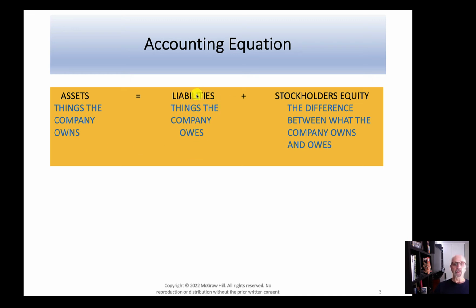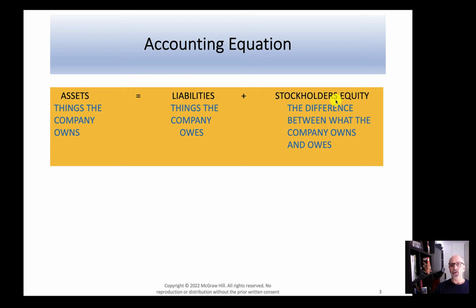Liabilities are things the company owes. Those are going to be things like loans to a bank, if they borrowed money to build a factory or to buy a big piece of equipment, loans to buy trucks, things like that. Things that the company owes. For you, it might be the loan that you've got on that car that we counted as your asset. So you have an asset and a liability.